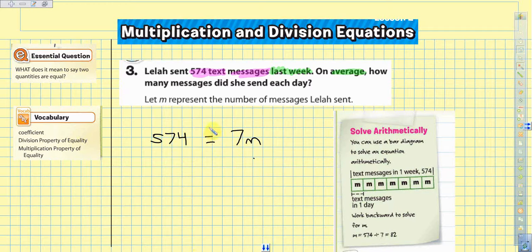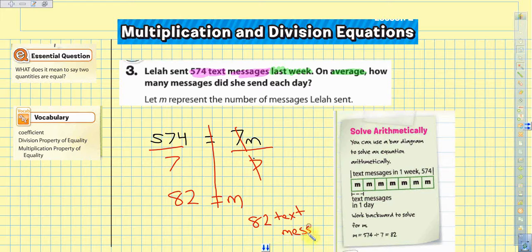So then you just go through and you solve it. Divide by 7 on both sides. This becomes M. 574 divided by 7 is 82 text messages.